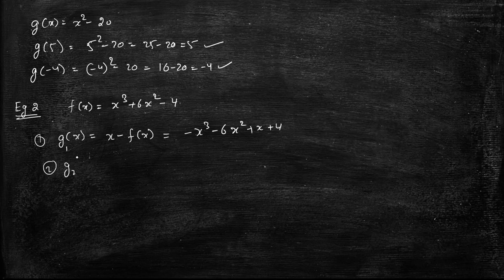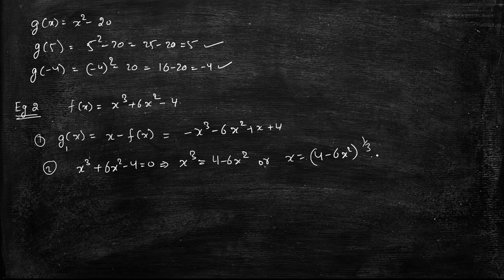And another g(x) we can define. So let us say how we can rearrange this. x cube plus 6x square minus 4 is equal to 0. We can say x cube is equal to 4 minus 6x square, or we can say x is equal to 4 minus 6x square whole to the power 1 upon 3, and x is equal to g(x). This is another function which you can use. There is another scheme. If I take x square common, we have x square times x plus 6, minus 4 is equal to 0. We have to find f(x) equal to 0.